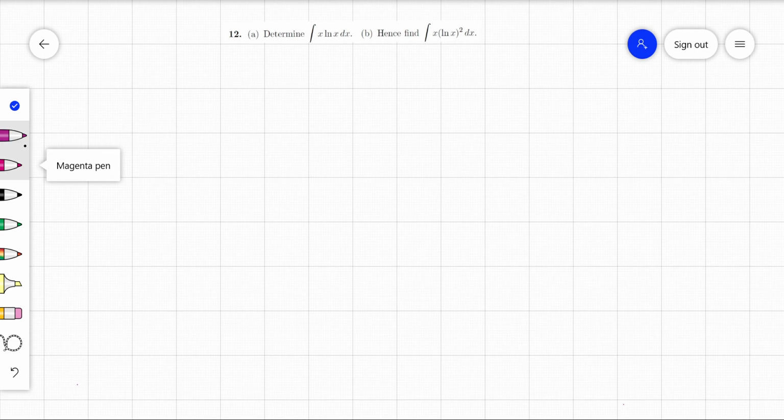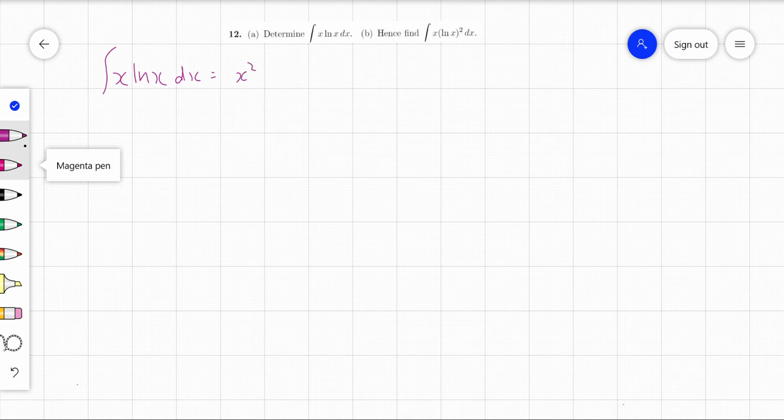Alright, so we need to, first of all, integrate x log x. We know we can differentiate log x, but we can't integrate it. So we know we're going to integrate the x part. So if I integrate the x part, I just write this first. I've got, and I should put a dx there. Do that properly. There we go.